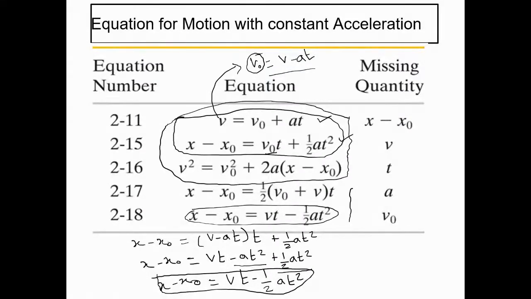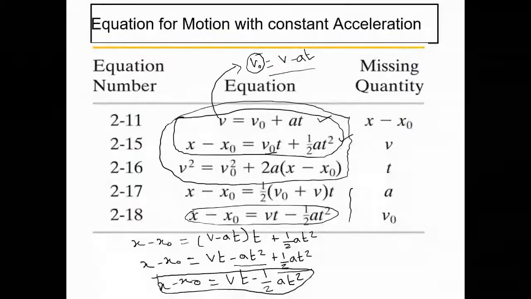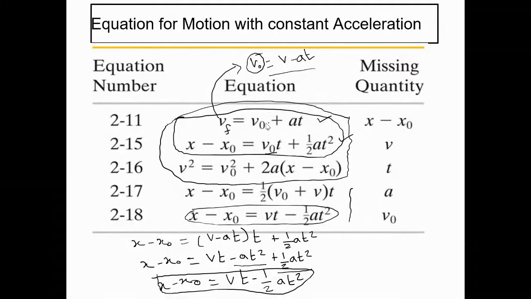Doctor? Yes, brother. Can I write VF instead of V and VI instead of V naught? No problem. So you are asking, this is VF, this is VI, am I right? Yes, no problem, it is right, both are the same. If you write VI, it means initial velocity. If you write V naught, it means initial velocity. So you can use either 0 or I, no problem. Understand? Thank you. Okay.